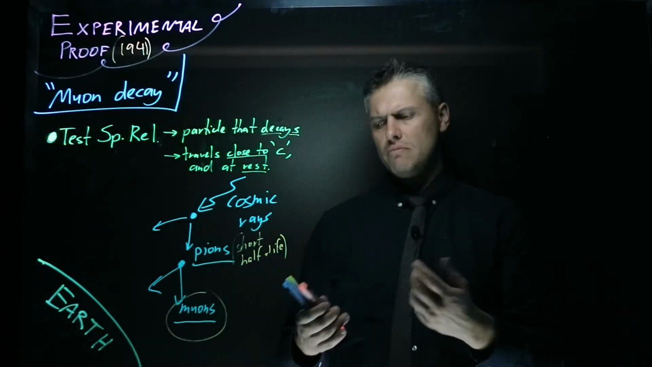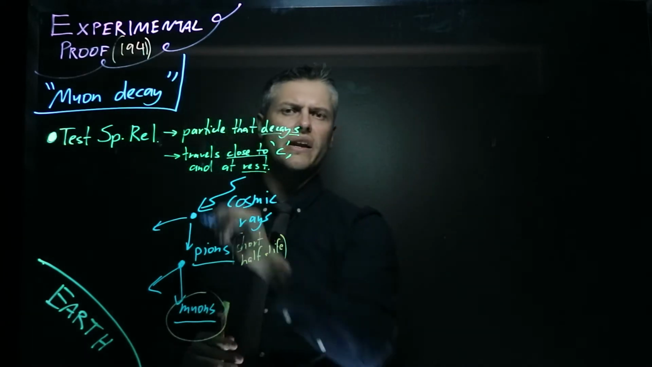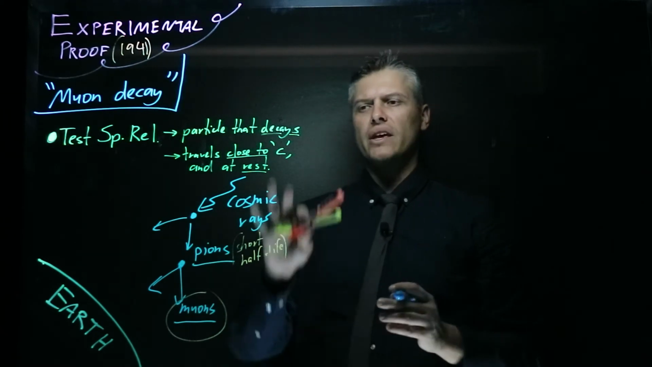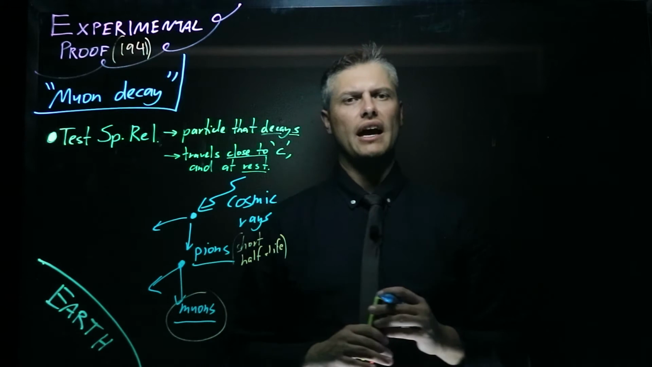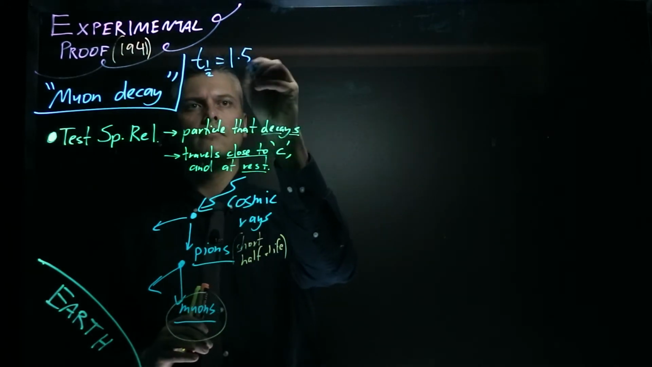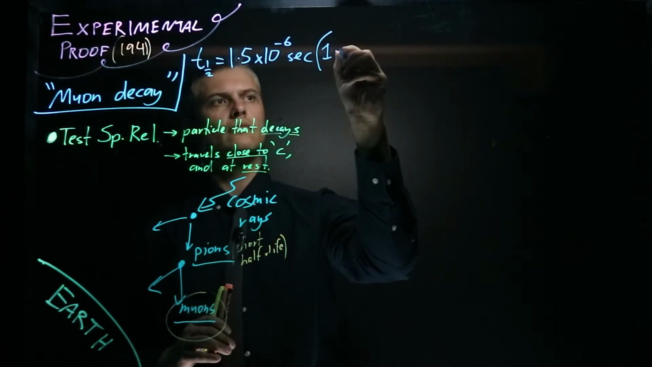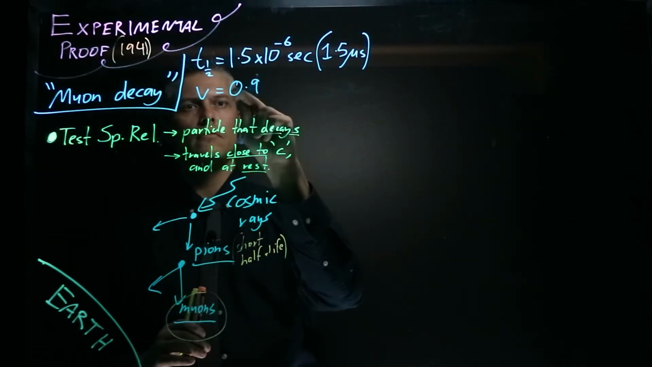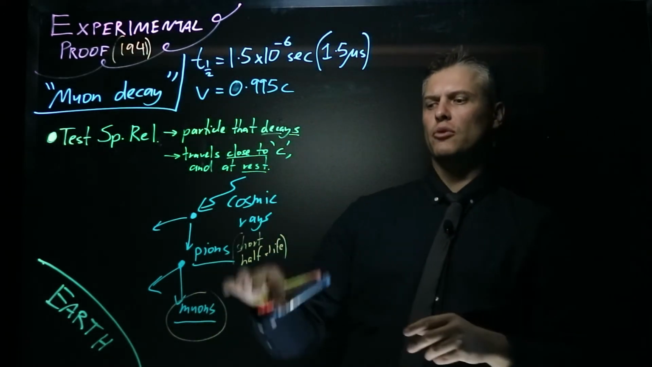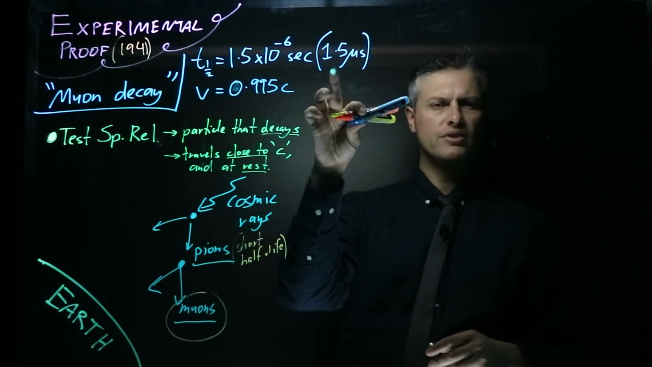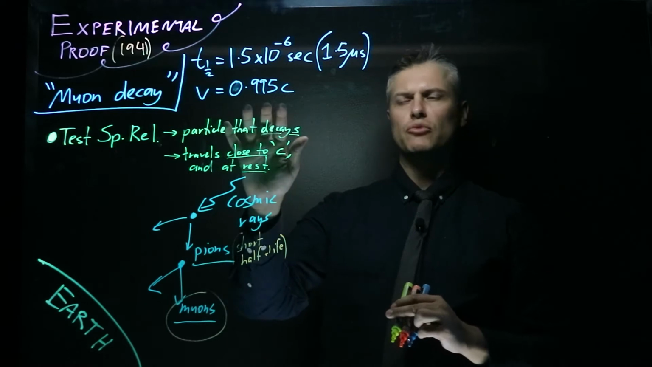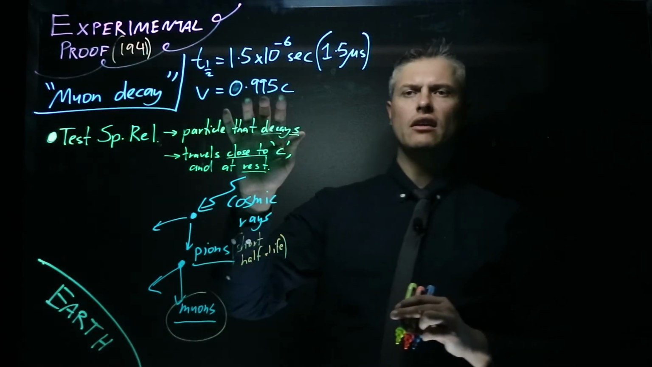Okay, so what is a muon? Well, it's got a half-life of 1.5 microseconds, which doesn't sound like very long, but we are actually talking about particles that are moving at close to the speed of light, and they're moving at this speed. So the half-life of a muon particle is 1.5 microseconds. That's 1.5 millionths of a second.